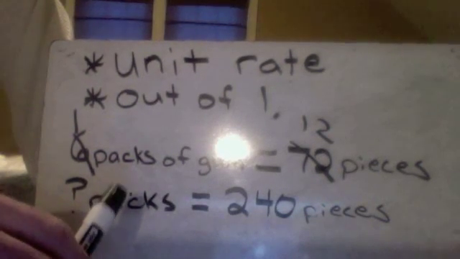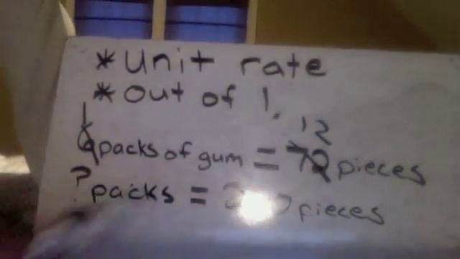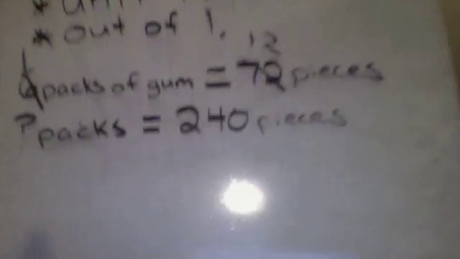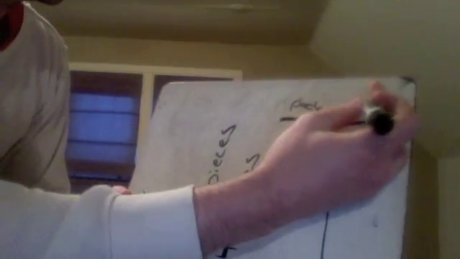Okay, now we need to figure out how many packs 240 pieces is going to be. And there's quite a few ways that we could probably get this accomplished. One of the ways would be to make a chart. Once you see how this starts to work here, the chart's probably going to take a long time, but I want you to know that it's definitely an option. If you can't figure out anything else, I want you to feel like you've got some options here.